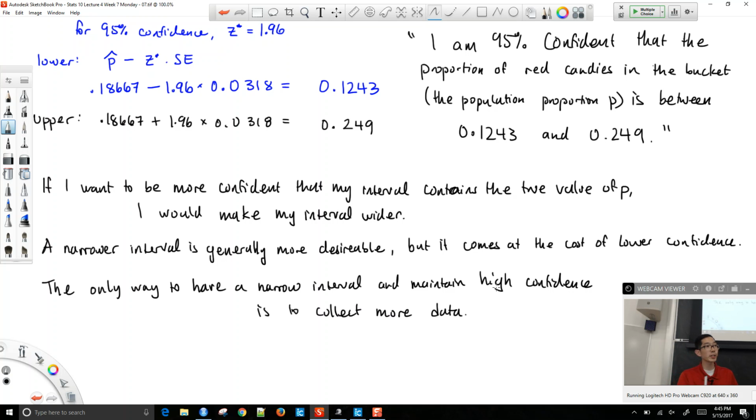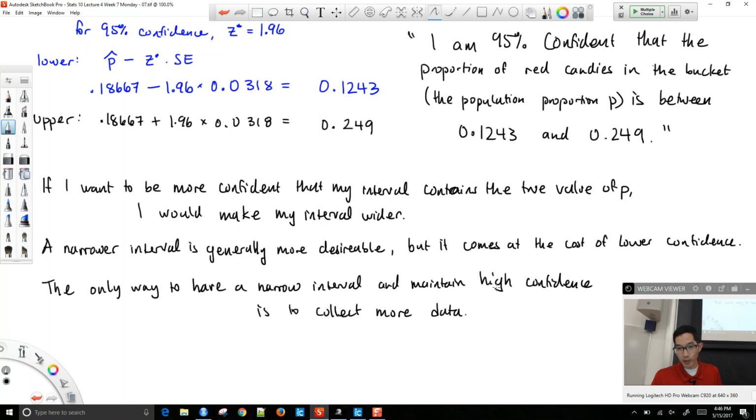And that's reflected in the formula for the standard error. Inside you have the square root of p times 1 minus p, or p hat times 1 minus p hat, divided by n, meaning the size of your sample plays a role in your standard error, and it's in the denominator, so bigger samples will shrink that value down.